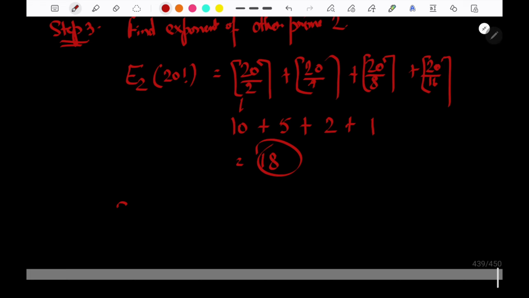So 20 factorial can be written as 2 to the power 18 into 5 to the power 4, and I am only interested in this one. Let there be other primes. I don't have any consideration for other primes. Done.